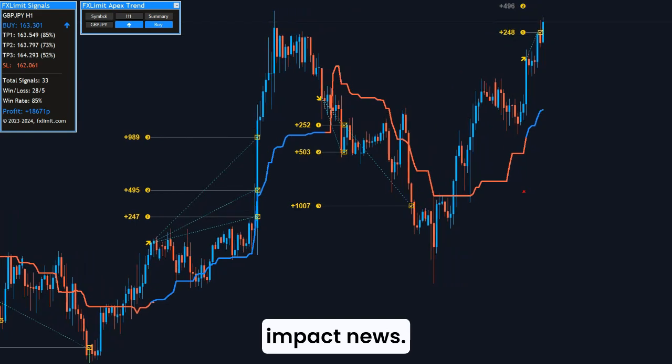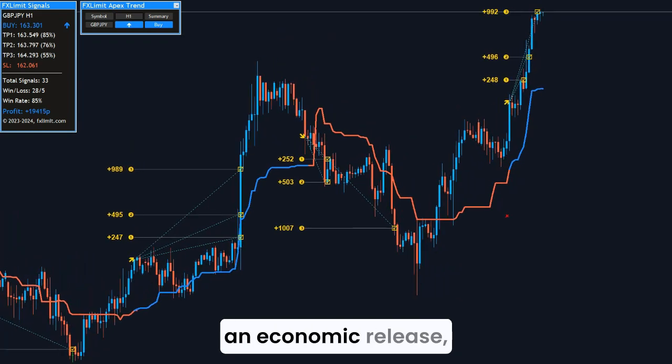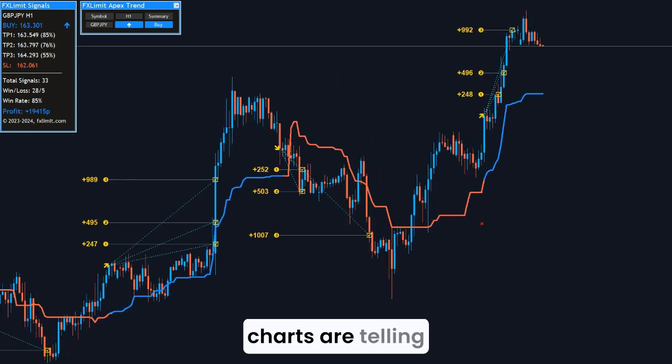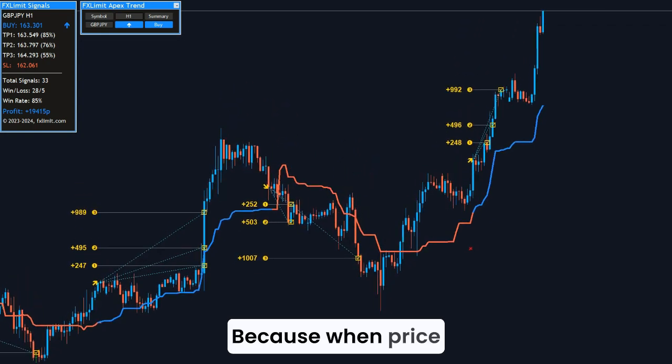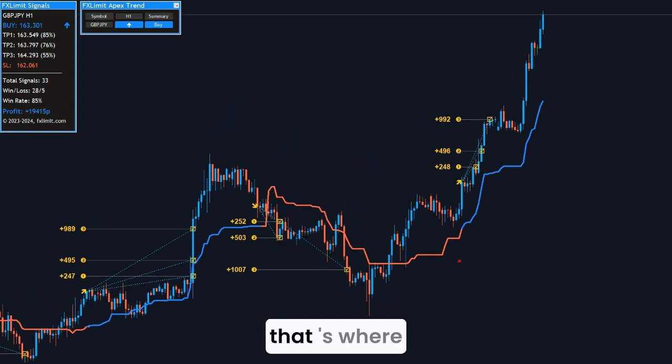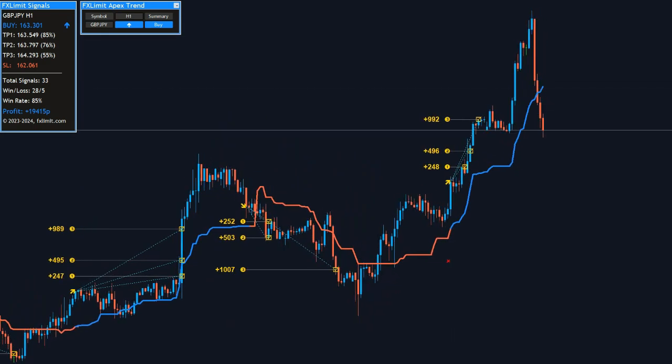So next time you mark your calendar for an economic release, make sure your charts are telling you the full story, because when price action meets preparation, that's where opportunity lives.